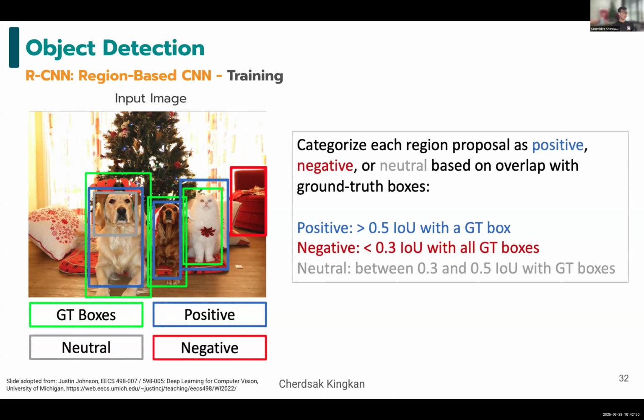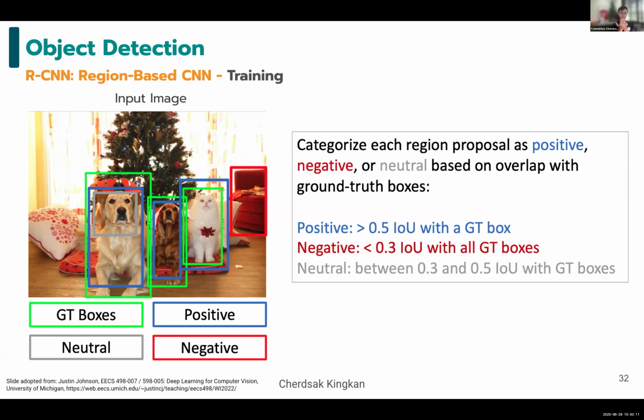the overlap with the ground truth box. To categorize these regions as either positive, negative, or neutral, we are going to use the metric called IOU. We are trying to find the overlapping regions between the region proposals and the ground truth.